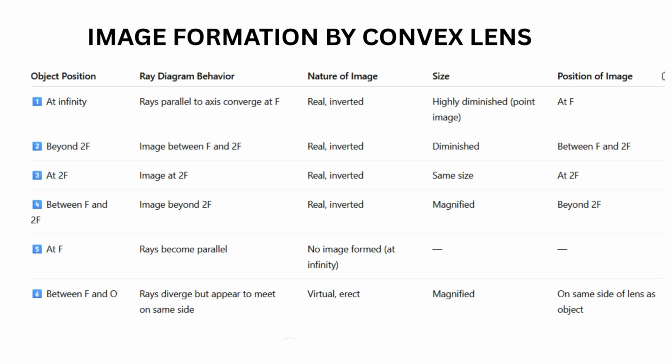Image formation by convex lens. Depending on where the object is placed, the nature, size, and position of the image change. For example, if the object is placed at infinity, the image formed will be real, inverted, and highly diminished, and the position of the image will be at focus. Let us take one example and draw the diagram.